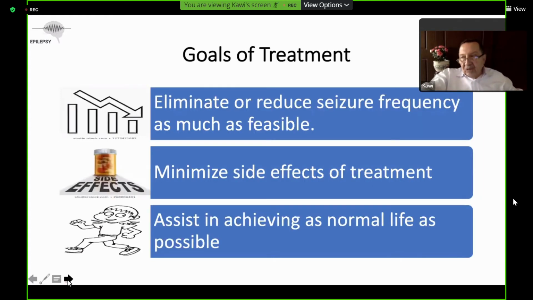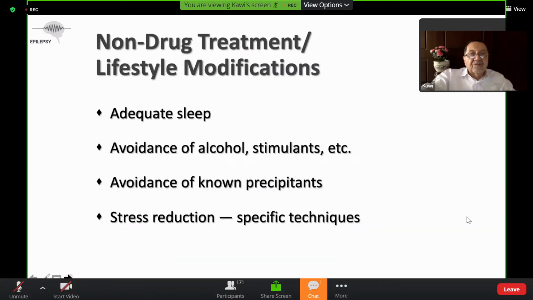Now we come to treatment. What is the goal of treatment? Either to eliminate or reduce the seizure frequency and to minimize the side effects of treatment, because he will be getting it for life, and to assist the patient in achieving as normal a life activity as possible.